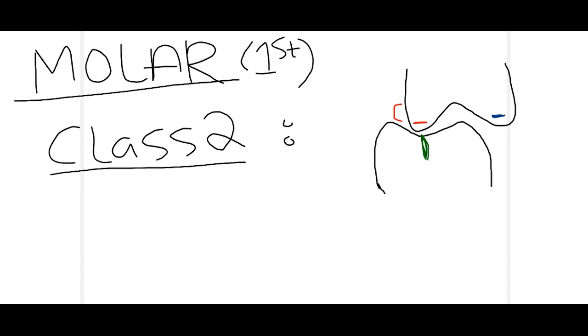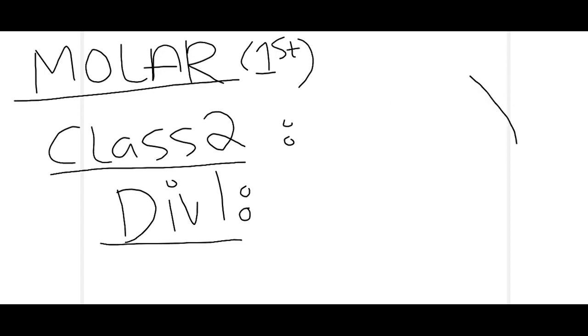Now, class 2 molar classification is divided into two more divisions. Now, in division 1, the maxillary central incisor is proclined. The four maxillary incisors are proclined, and thereby they increase the overjet. You can see how far ahead the maxillary incisors are present as compared to the mandibular central incisor, and this increases the overjet, and also it increases the overbite, or you can call it deep bite occurs.